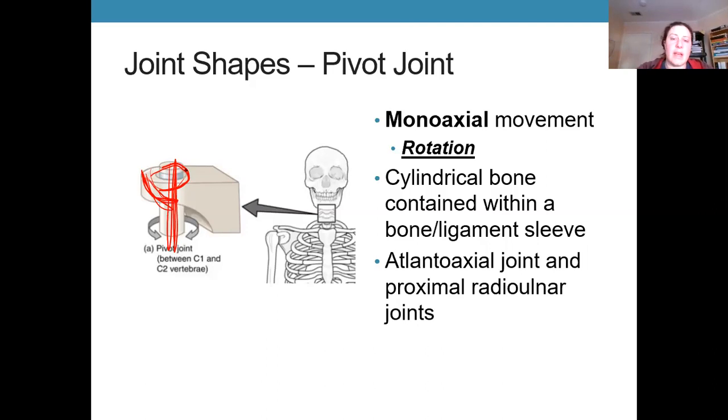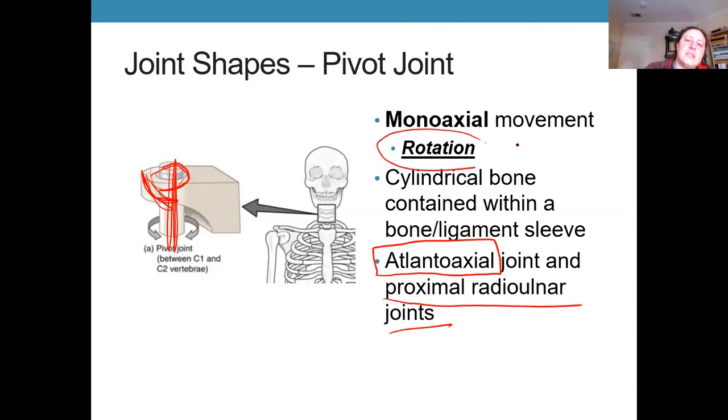So one of the places we have that is called the atlantoaxial joint. It's the joint between the first and second vertebrae in our neck. And it's the reason why we can say no without words. So that pivot allows us to shake our heads. And then another one that we have is in the proximal radio-ulnar joints. That is where the radius and the ulna come together up here by the elbow. And because of that joint, we can turn our palm back and forth, which we're going to look at in a little bit for some movement stuff. So that's pivot joints. It's monoaxial, but all it does is rotation.